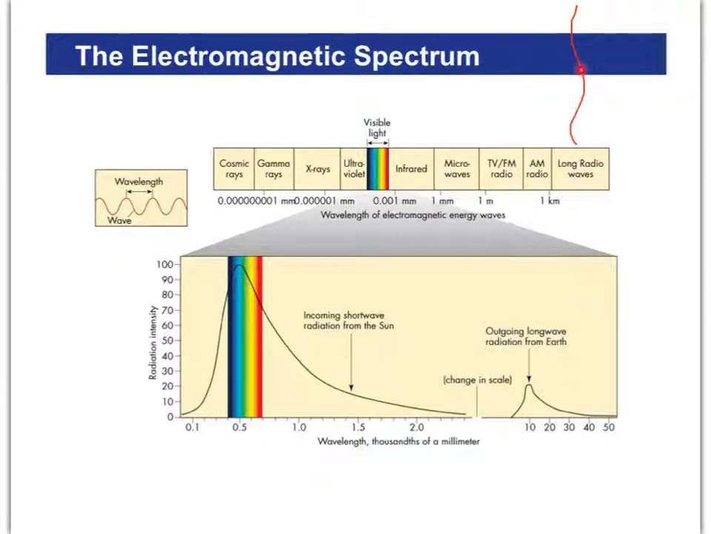As we move up the electromagnetic spectrum, the waves get a little bit shorter. TV, FM, and radio, shorter still. Microwaves, shorter. Infrared.